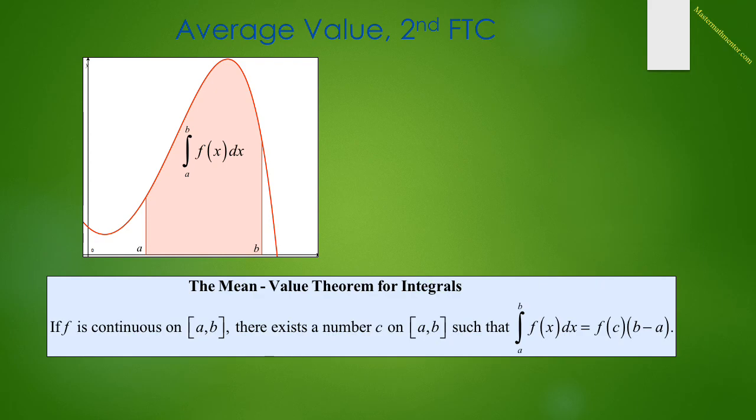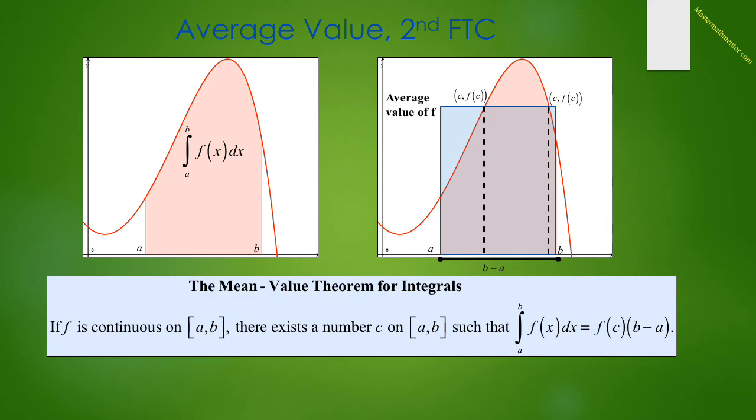So we now introduce the mean value theorem for integrals, not to be confused with the mean value theorem that we learned in the differentiation section. If f is continuous on the interval a to b, then there exists some number c on that interval a to b, such that the integral from a to b of f of x dx is equal to f of c times the quantity b minus a.